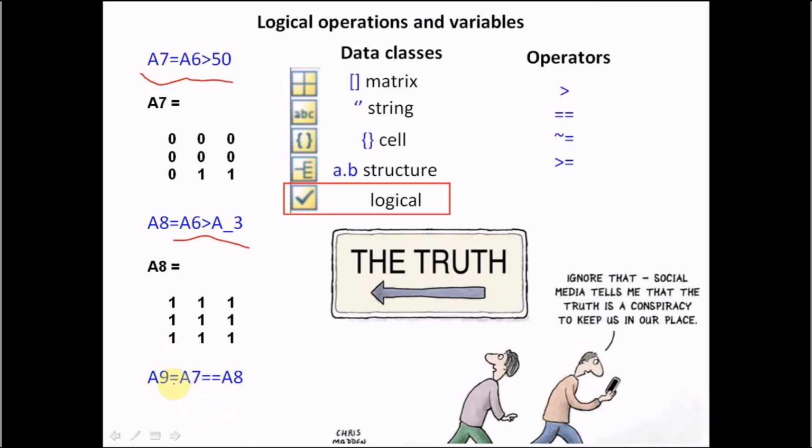If we try to compare if A7 is equal to A8, the positive true outcome will be only in two elements, in those ones, because here both one and the other are truths, therefore they are equal. Others are not equal.